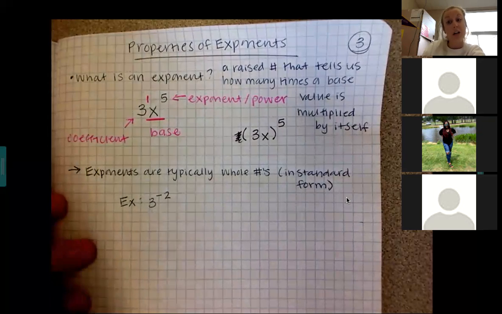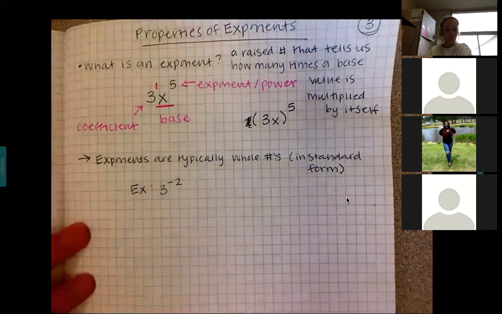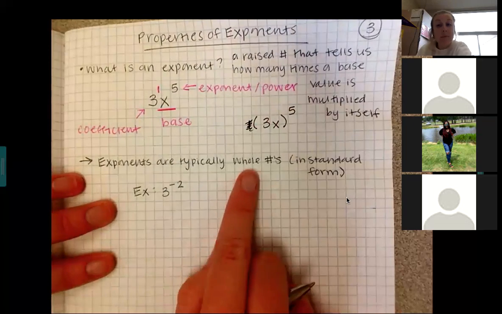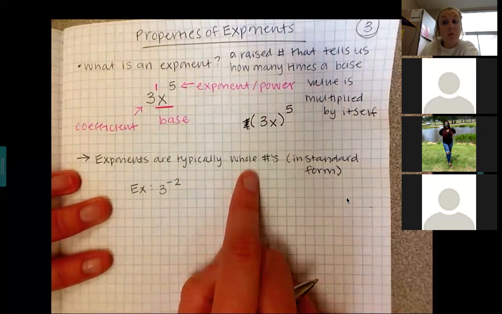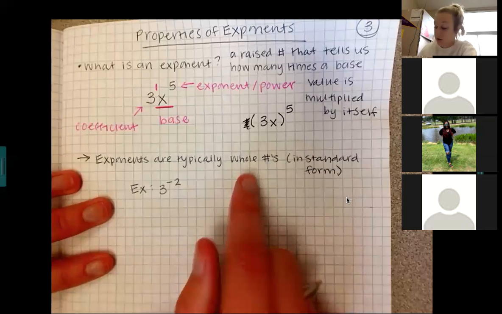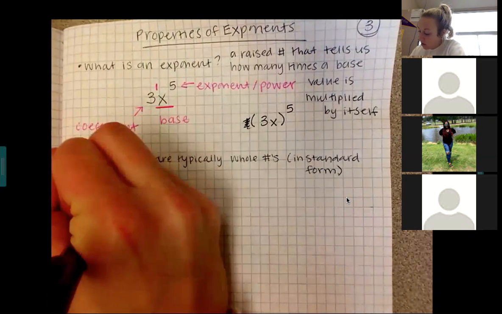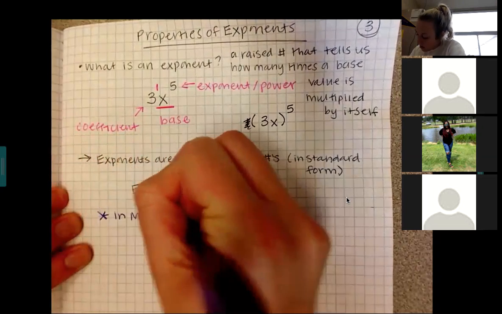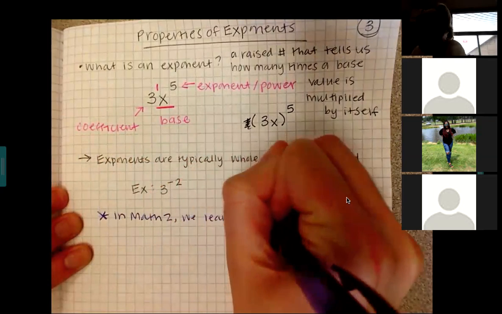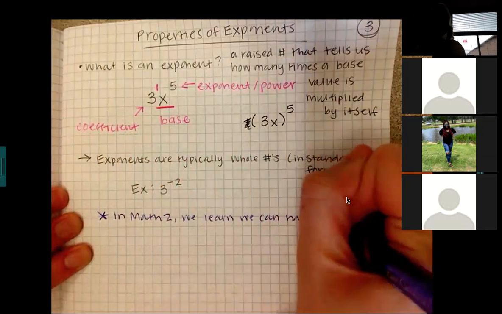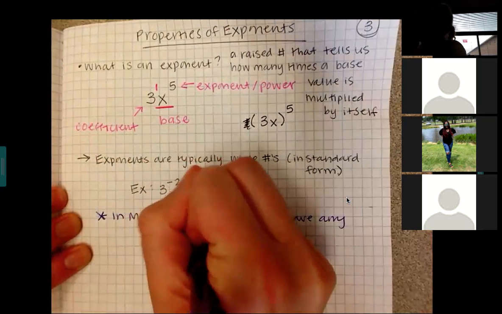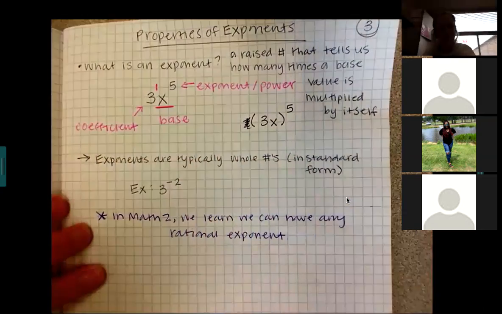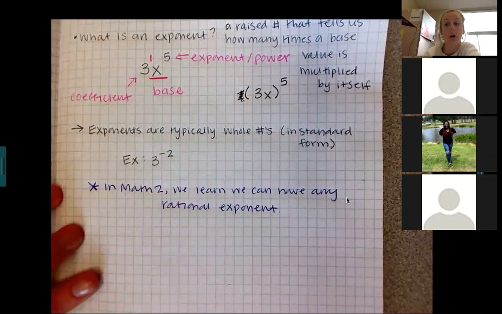Yes. Okay, good. So what we're going to learn in math 2 is that typically exponents are whole numbers, but they also can be rational, which means ratios. We can have any rational exponent. So can somebody give me an example of a rational exponent that is not a whole number?